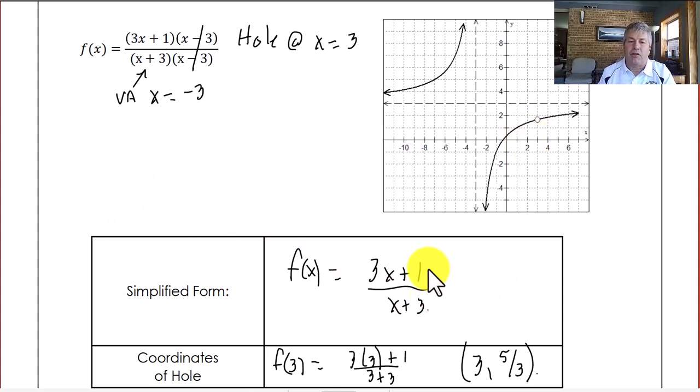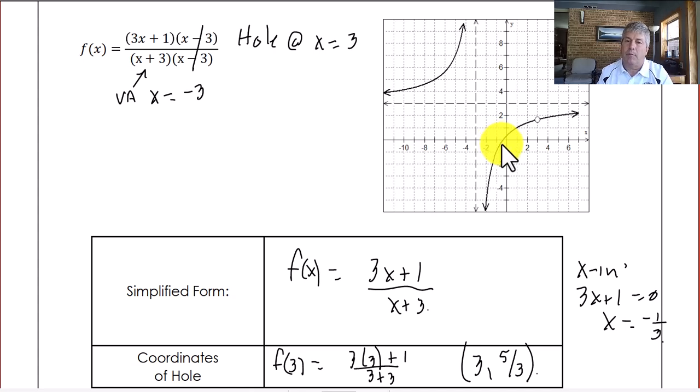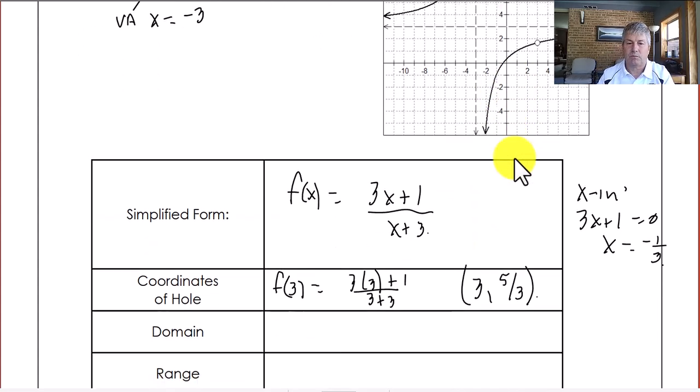Also, looking at our function, if we set our numerator 3x plus 1 equal to 0, we would find that we have an x-intercept at x equals -1/3. So we can see on our graph, sure enough, our graph does seem to pass through that point, -1/3, 0.